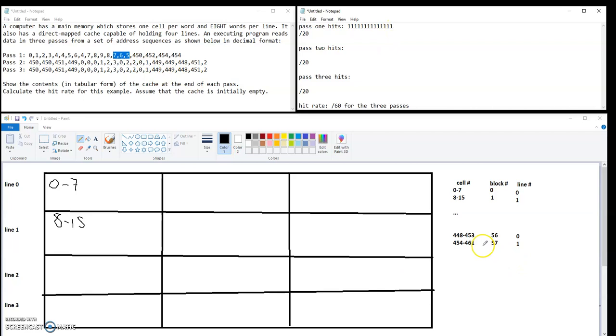450. Well, 450 is in this other block, so this is getting crossed out and overwritten because this is a direct mapped cache, which is a very thoughtless cache. It should be putting things in line 2 or 3. Instead, it says nope. Cells 448 to 453 go together. Is that the right size? 455.